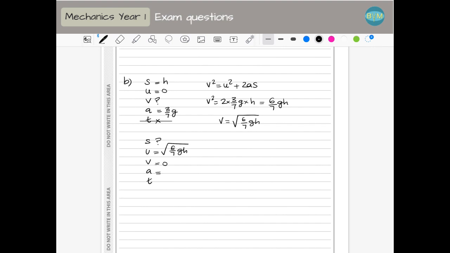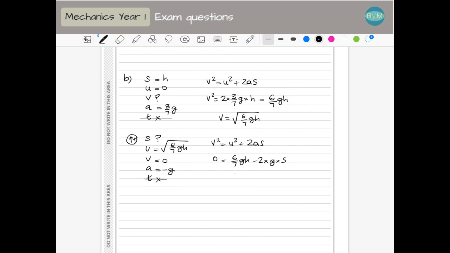Acceleration is just the gravity, and it's going to be down. So if I consider, for example, positive up, my acceleration is going to be negative. It's deceleration, and I don't need the time. So again, I'm going to use the same equation. v squared is 0, u squared is 6/7 gh, and then minus 2 times g times s. And I need s. So from here, s is 3h divided by 7.